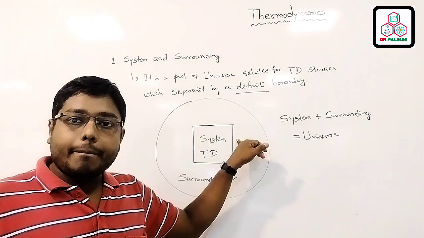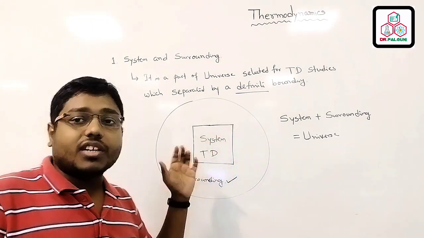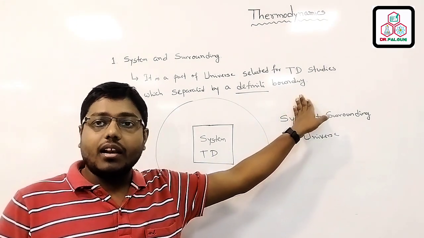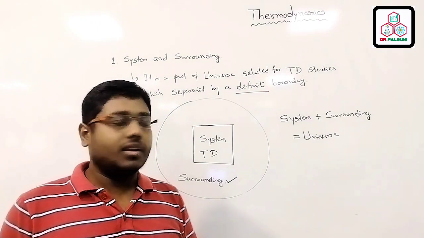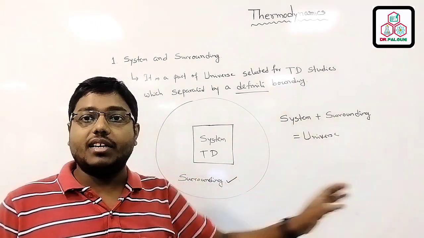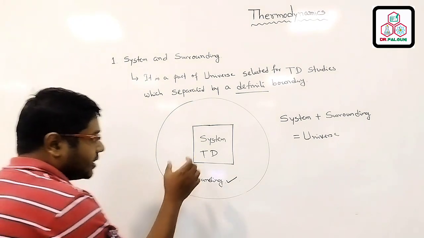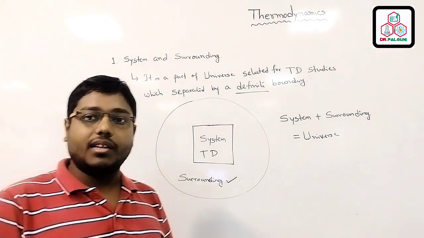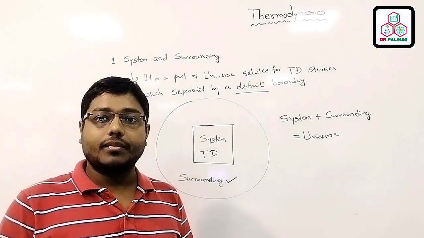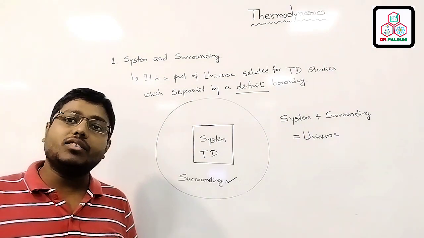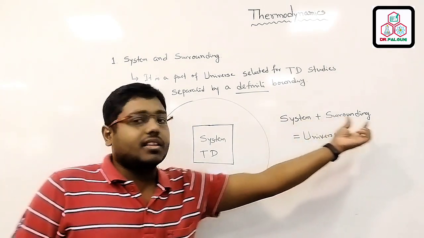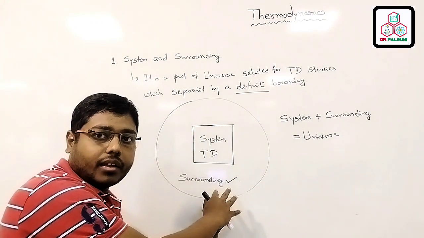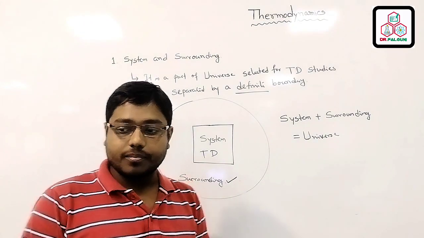And this boundary where we study the thermodynamical property can be real or imaginary. It may be real or imaginary, it does not matter. But the study of the thermodynamical property should be inside the definite boundary, and that is called system. The rest of the part is called surrounding. So system plus surrounding is called universe.